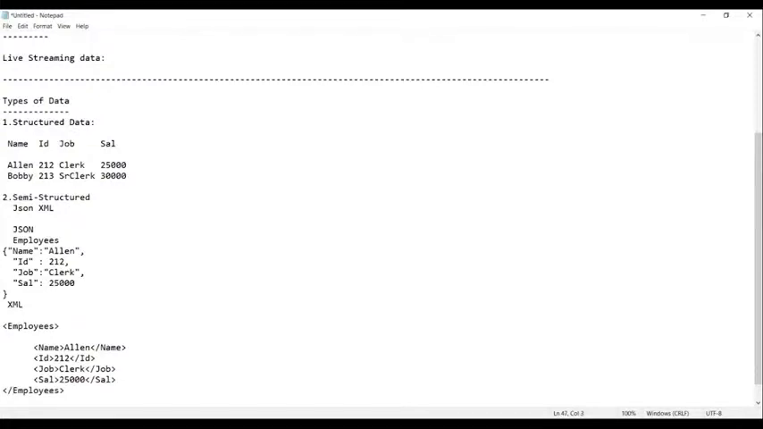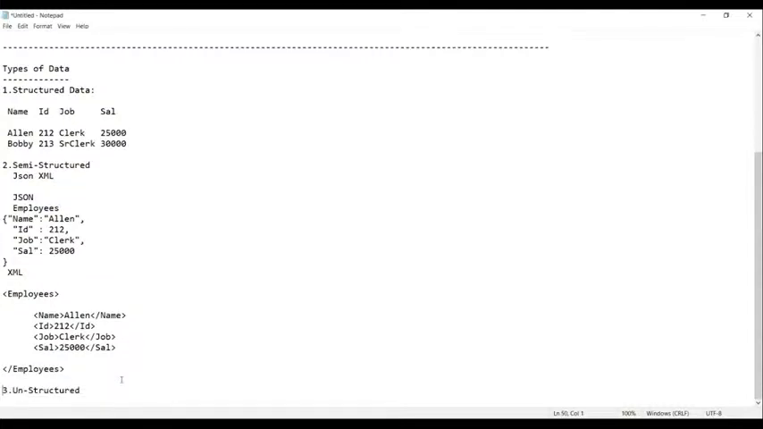This kind of data, guys, is called what? Semi-structured. That is nothing but, sorry, semi-structured data, not unstructured. It is called semi-structured data. That's it. So this is the type of data we have, semi-structured data.